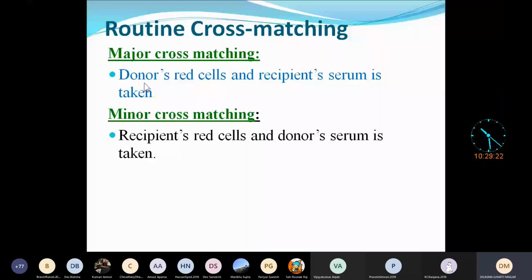That's why it is known as major cross matching, understood here? If Talwar sir were here, he would have asked why you say major cross matching. You have to say that in the blood bag RBCs are more, and a larger number of RBCs will go to the recipient. That's why it is known as major cross matching. In minor cross matching, the recipient's red cells are taken and the donor's serum is taken. In the blood bag, serum, or plasma, is less, isn't it? So we take the donor serum, and that is less. That's why it is minor cross matching. Clear? Why is it called major cross matching? Why is it called minor cross matching?